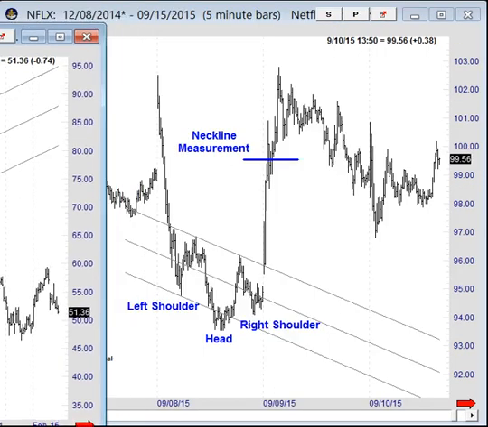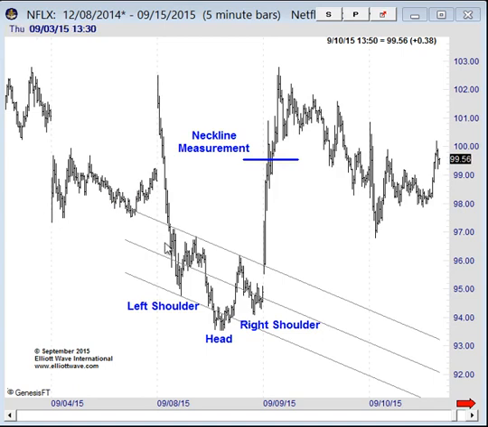Well, here's a price chart that I'd like to show you as well, and equally exciting. This is a 5-minute price chart of Netflix, but the overall formation is still the same. Here we have a low that I'm identifying as a left shoulder. Here we have the head. We advance. That allows us to then identify and draw a neckline in this market.